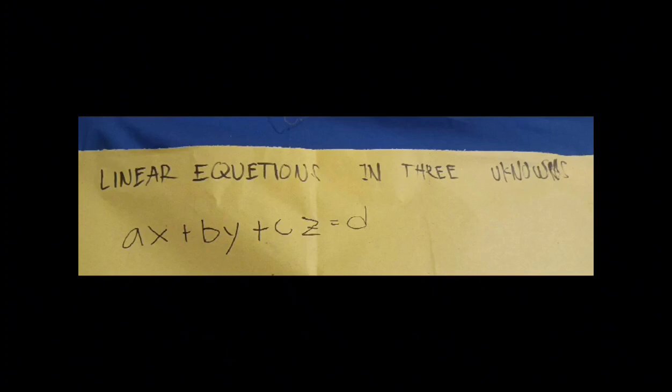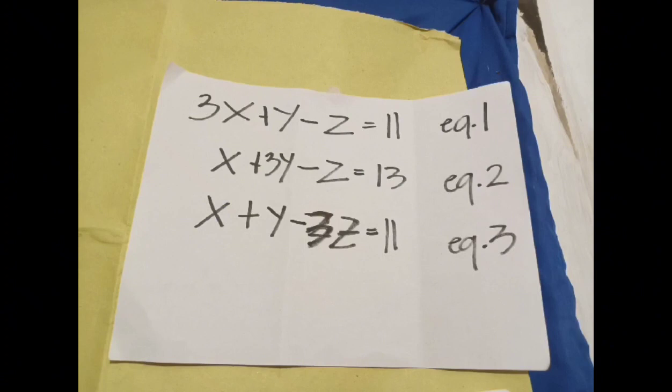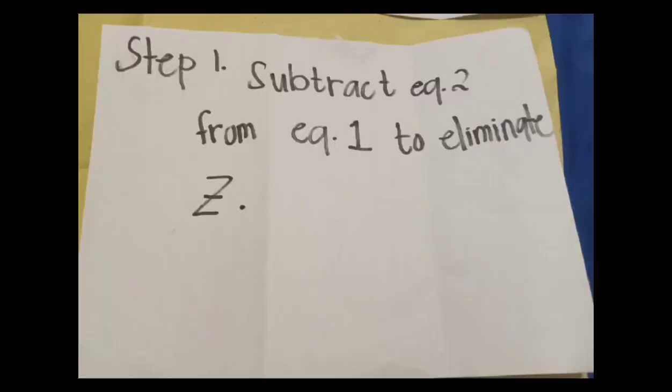So here are the examples. There are 3 given equations: 3x plus y minus z is equal to 11, equation 1. Next is x plus 3y minus z equals 13, which is equation 2. And the next one is x plus y minus 3z is equal to 11, which is equation 3. So to solve these equations, we have to follow these steps.